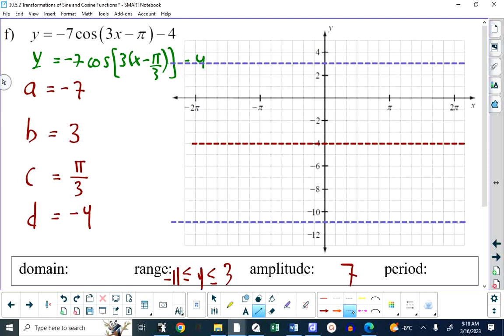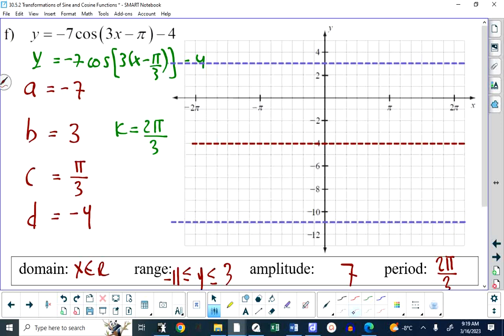Okay, now let's deal with the period. What's the period? Well, since b is 3, the period will be 2 pi over b, which is 2 pi over 3. And we're going to come back to that, but we're going to need to know it in a minute. And the domain is any real number. So now it's all from here, finding the right start point and then using the period to draw 4 pieces.